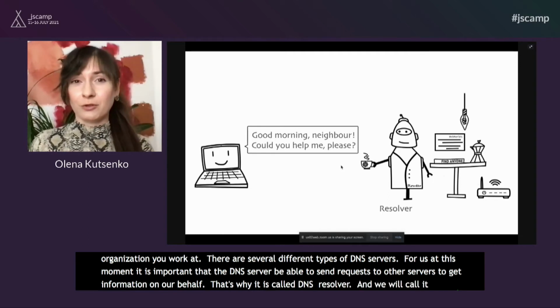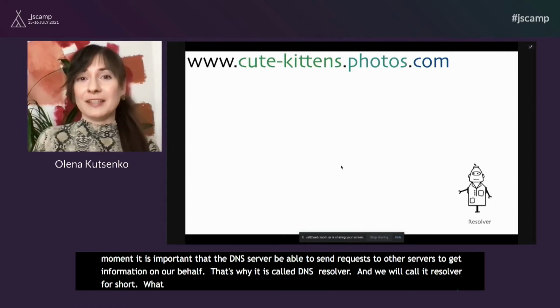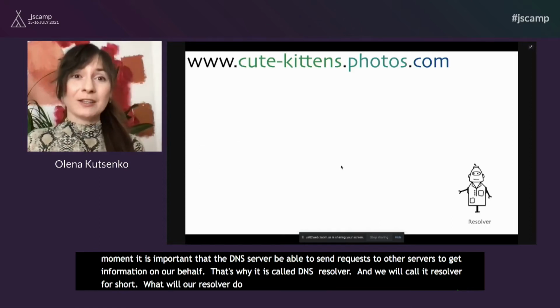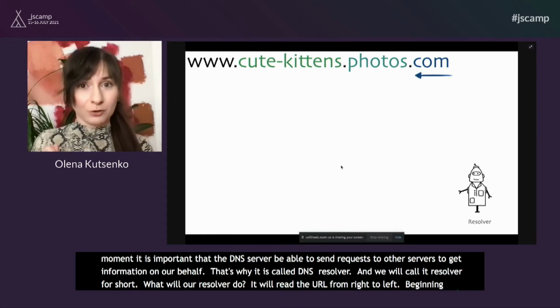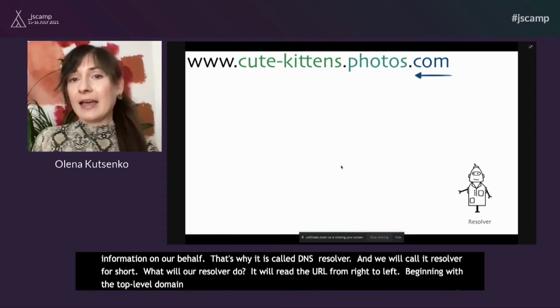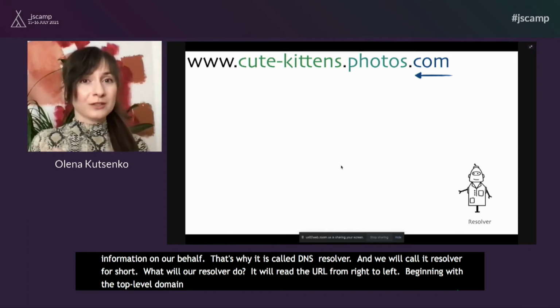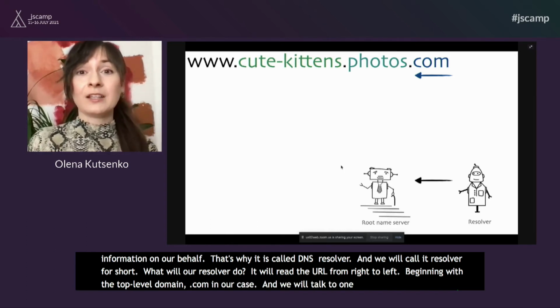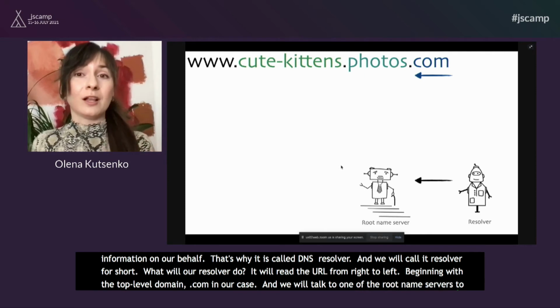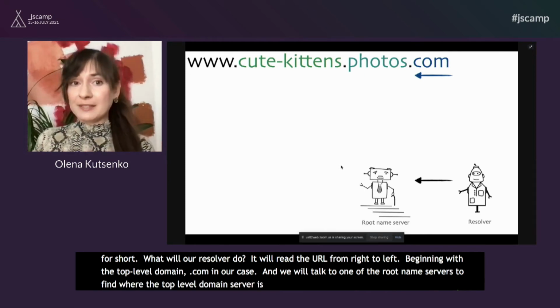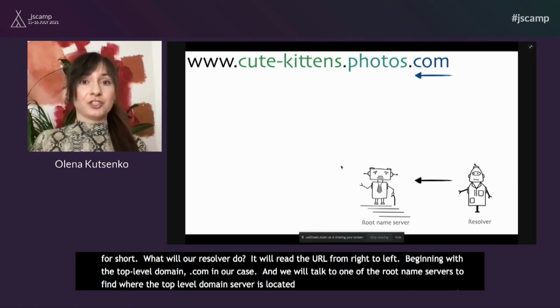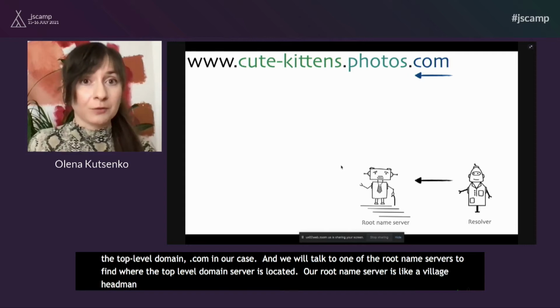What will the resolver do? It will read the URL from right to left, beginning with the top level domain, .com in our case. And we'll talk to one of the root name servers to find where the top level domain server is located. A root name server is like a village headman. He knows all the important people in the town.